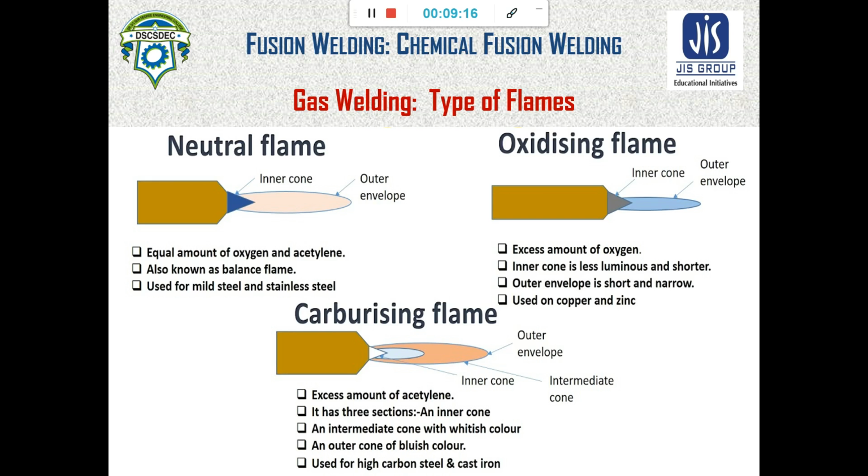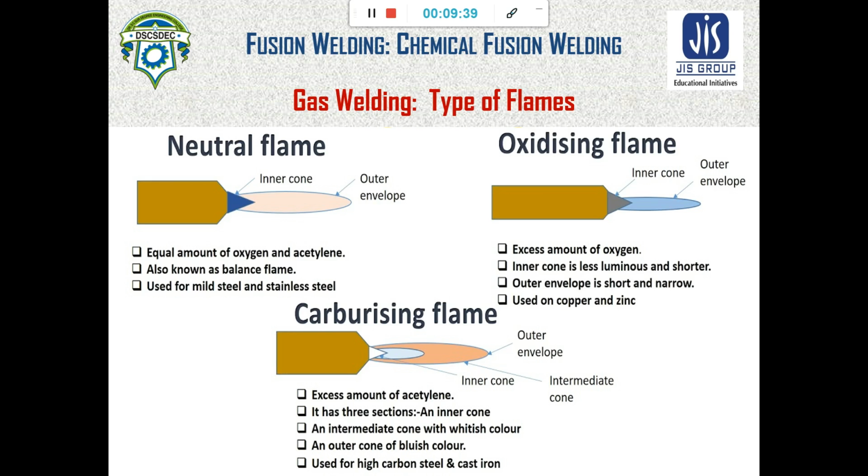Oxidizing flame. In case of oxidizing flame, the outer envelope will be of blue color, and here an excess amount of oxygen will be present, and the inner cone will be less luminous and shorter. The outer envelope is short and narrow. This is used for welding of copper and zinc.